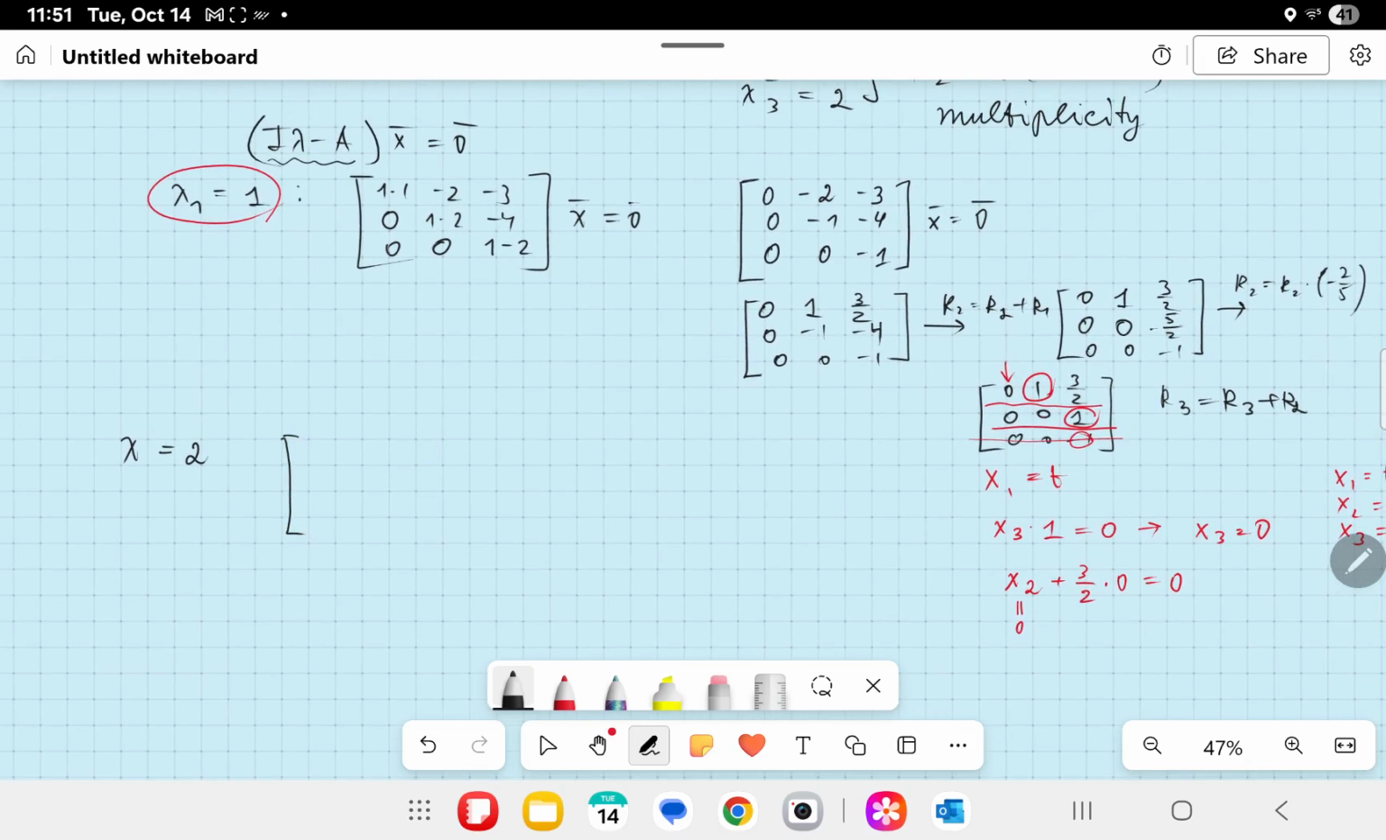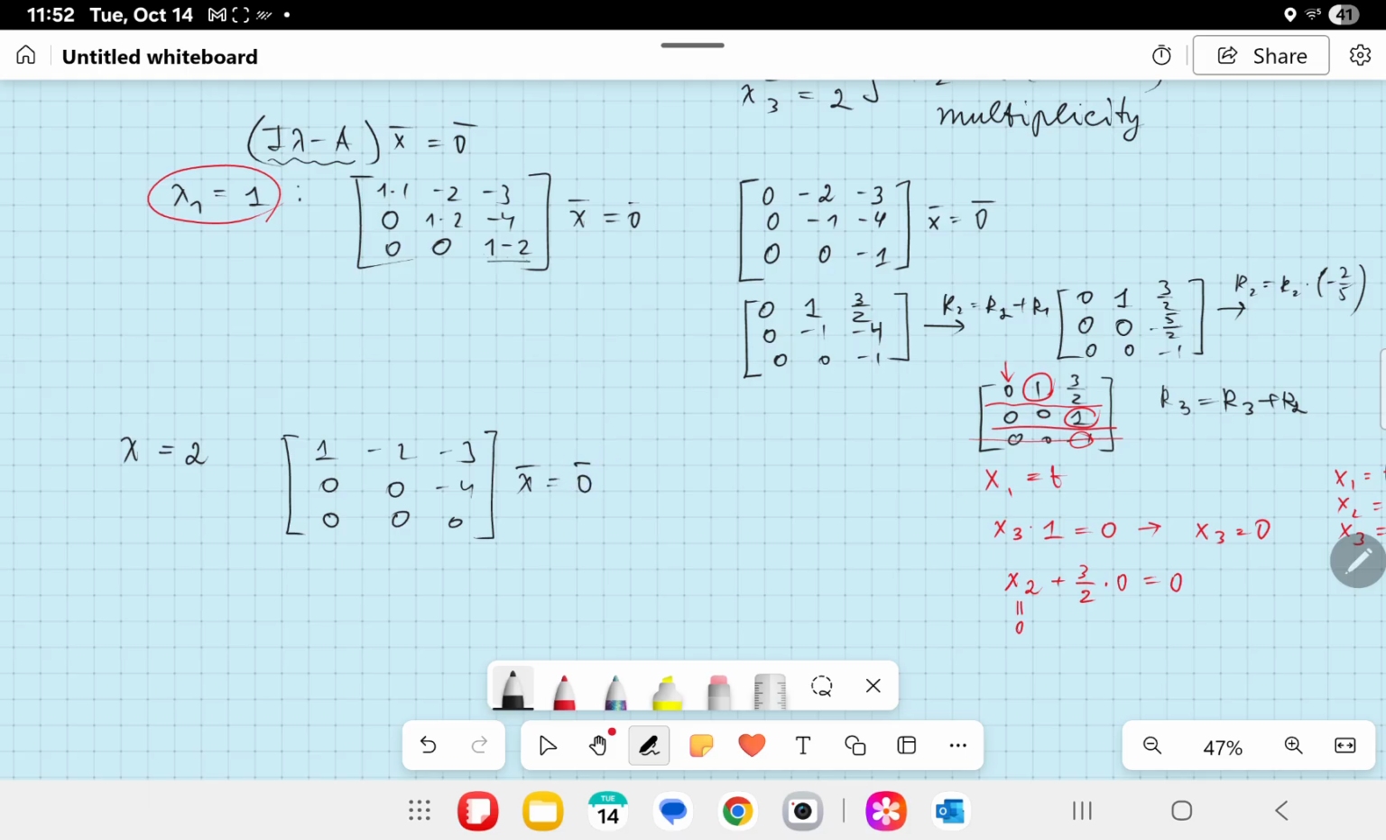And I'm going to do it. So lambda equals 2 is going to give me 2 minus 1, which is 1, minus 2, minus 3. I'm going to modify only diagonal elements. 0, 0 here, right? 2 minus 2 is 0, minus 4. And 2 minus 2, here instead of 1, I'm going to have 2. 2 minus 2, 0. Well, that's what I have.